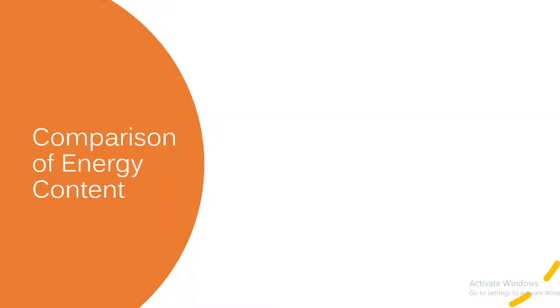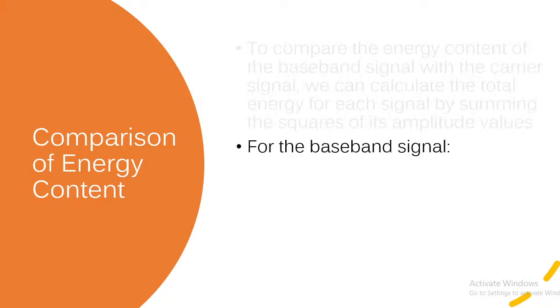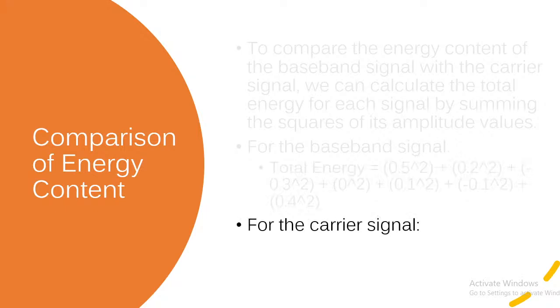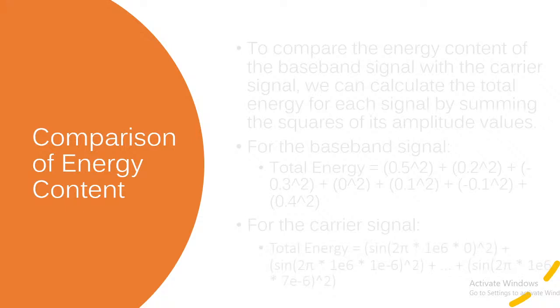Now, to compare the energy content of the baseband signal with the carrier signal, we will calculate the total energy for each signal. How will you do that? By summing the squares of their amplitudes. For the baseband signal, the total energy will be 0.5 squared plus 0.2 squared and so on in this series. For the carrier signal, they will be sine 2 pi into 1 e to the power 6 into 0, squared. So this way, all the amplitude components squared.